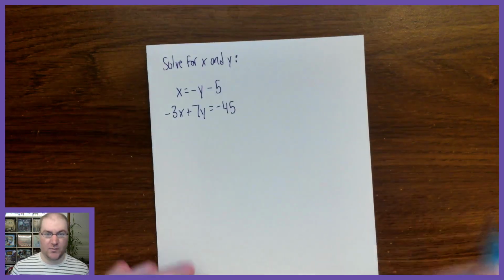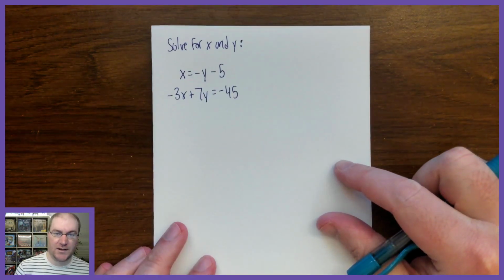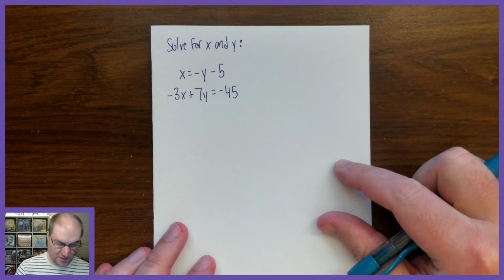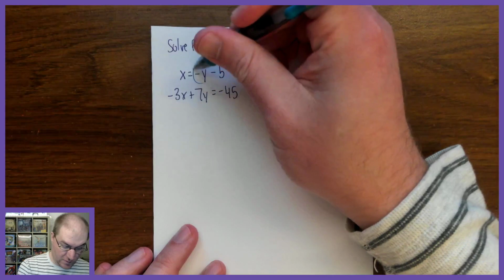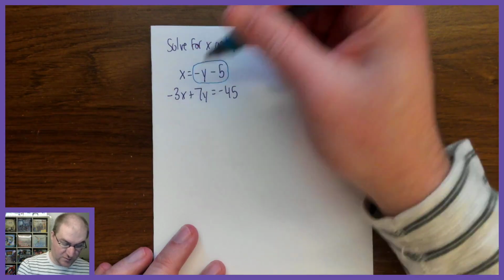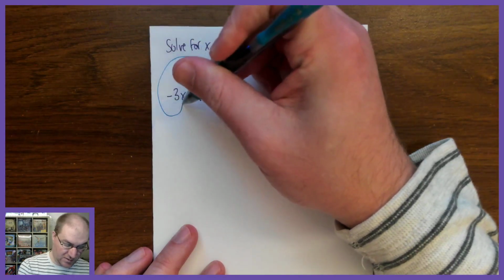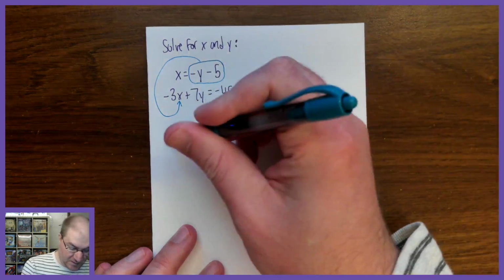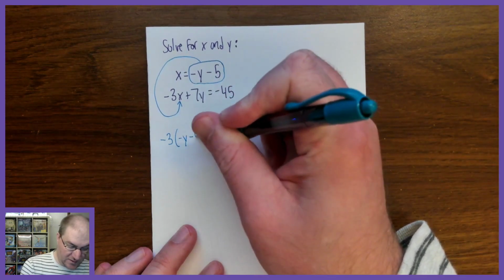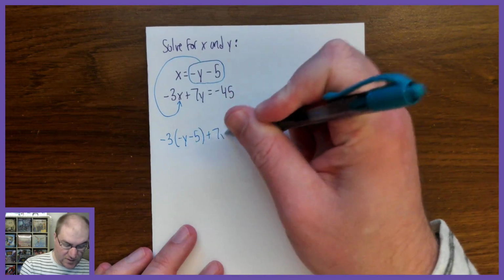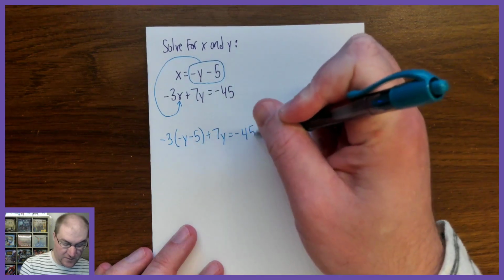One more example for us. Solve for x and y. x equals negative y minus 5, and negative 3x plus 7y equals negative 45. So this whole thing right here is what x is equal to. So I'm going to take it and plug it in right there. So negative 3 parentheses negative y minus 5 plus 7y equals negative 45.